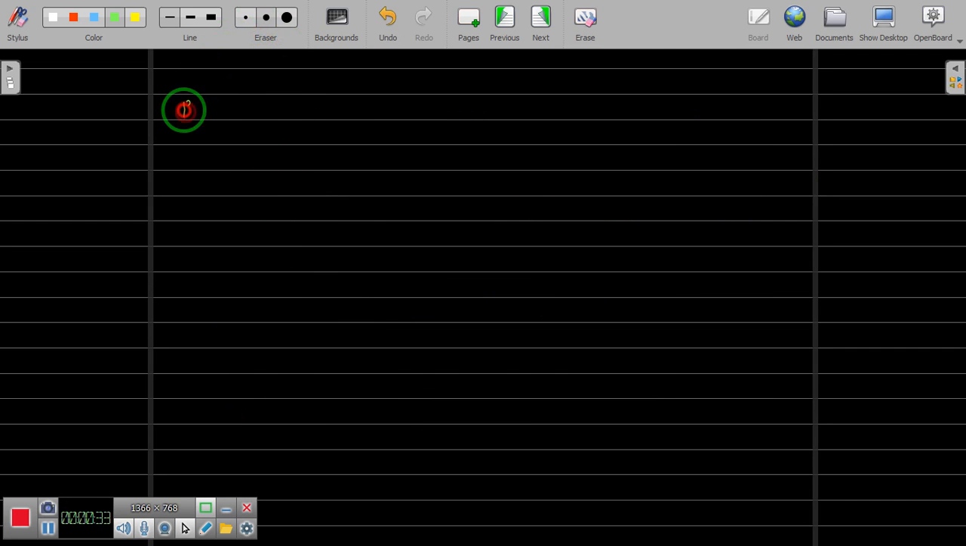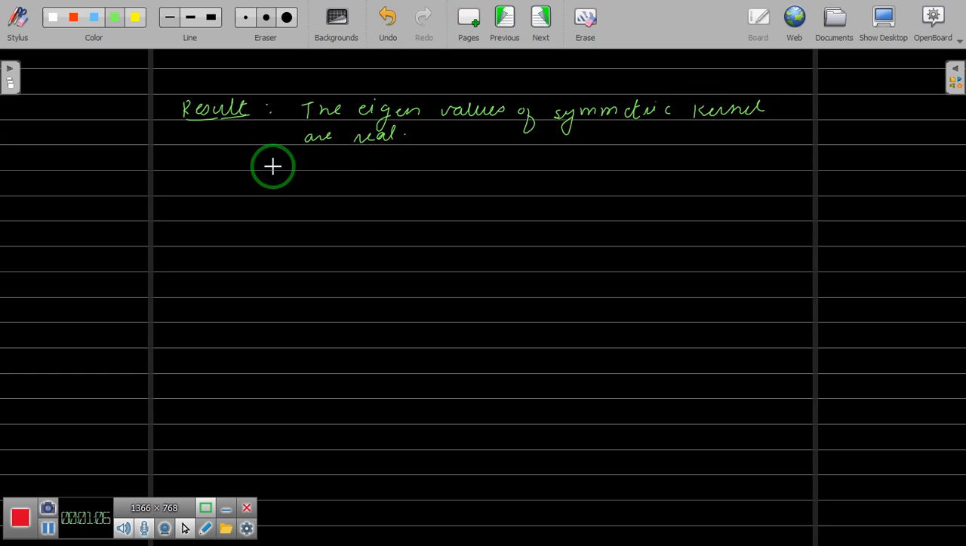Result: the eigenvalues. We have seen the definition of eigenvalues, eigenfunctions of the kernels of the integral equation. The eigenvalues of symmetric kernel are real. So whenever we have a symmetric kernel, then always remember the eigenvalues of that symmetric kernel are always real. Let us prove this.